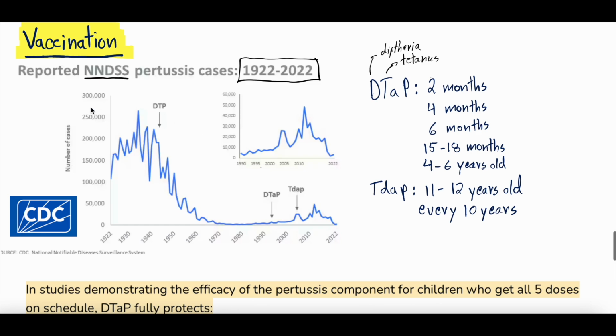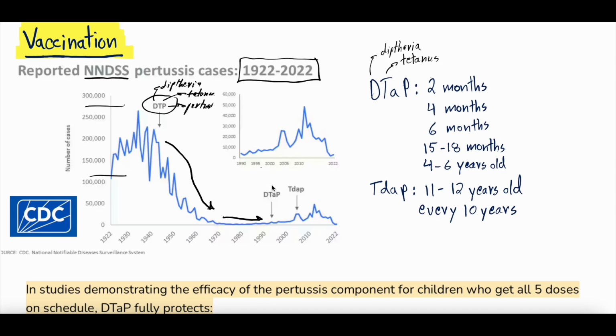So remember how there were just kind of 100,000 to 300,000 cases every year for decades. And then they came out with the DTP, right? D is diphtheria, T is tetanus, and P is pertussis. This is a vaccine. And you can see that after that vaccine rolled out, you had this tremendous decrease in cases to really low levels for many, many years.